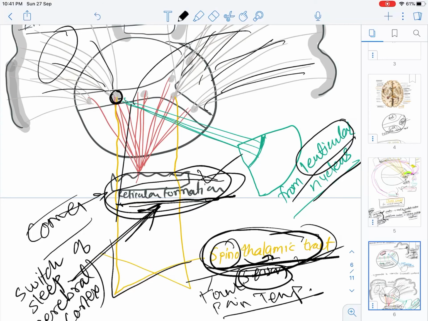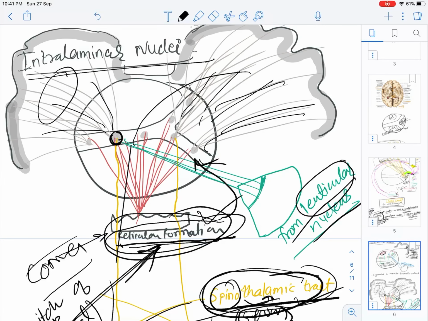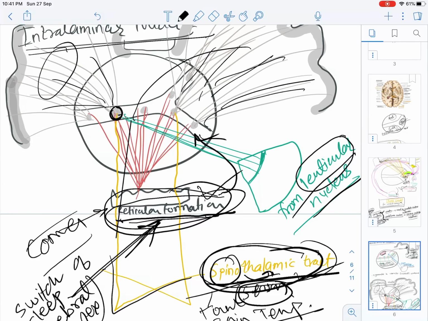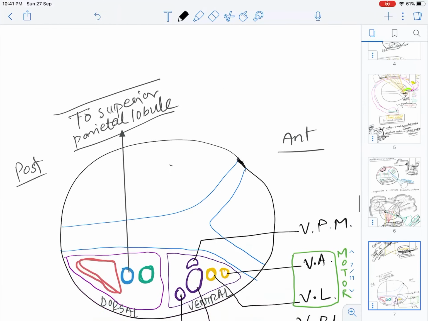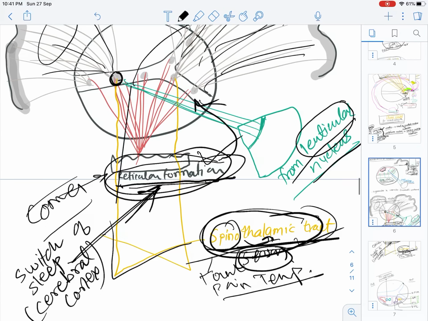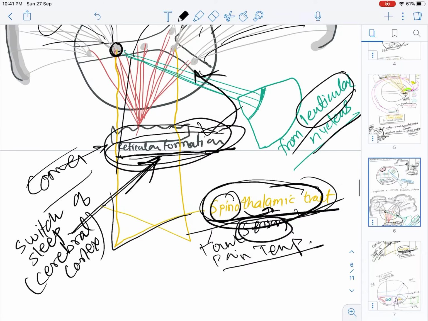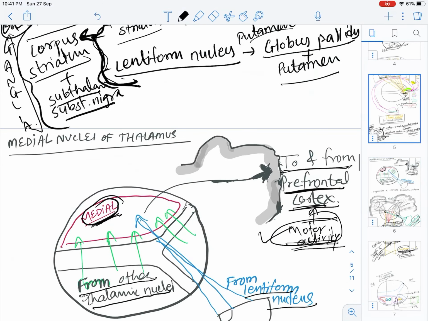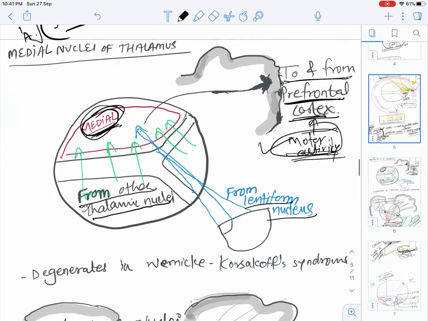Okay, so remember this function of reticular formation, it is very necessary, and remember this strong connection between reticular formation and intralaminar nuclei, because this is a very major and important connection. Okay, now next we have seen the anterior nuclei, we have seen the intralaminar nuclei, we have seen the medial nuclei also here.